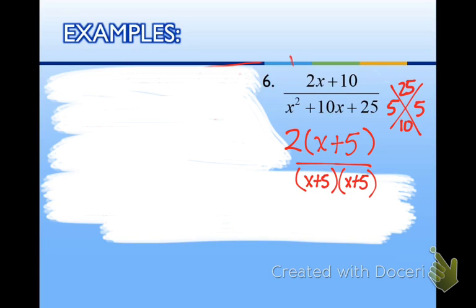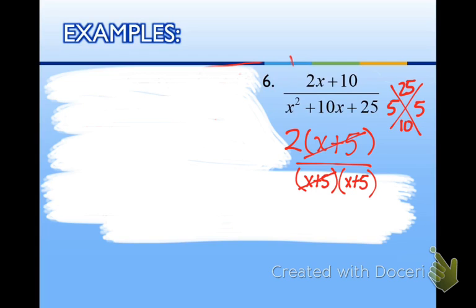Now, will something cancel here? The x plus 5. All of them? No, just one. One from the top and one from the bottom. It doesn't really matter to me which one from the bottom you cross out, but just one from the top, one from the bottom, not all of them.